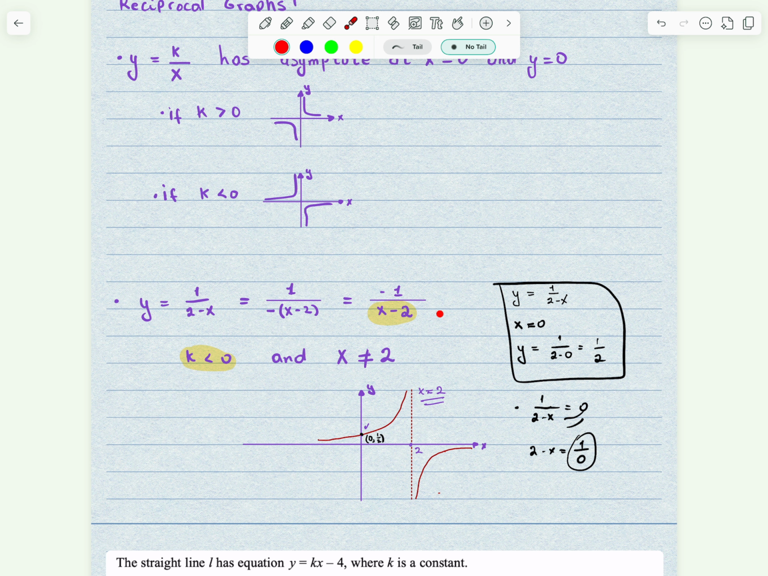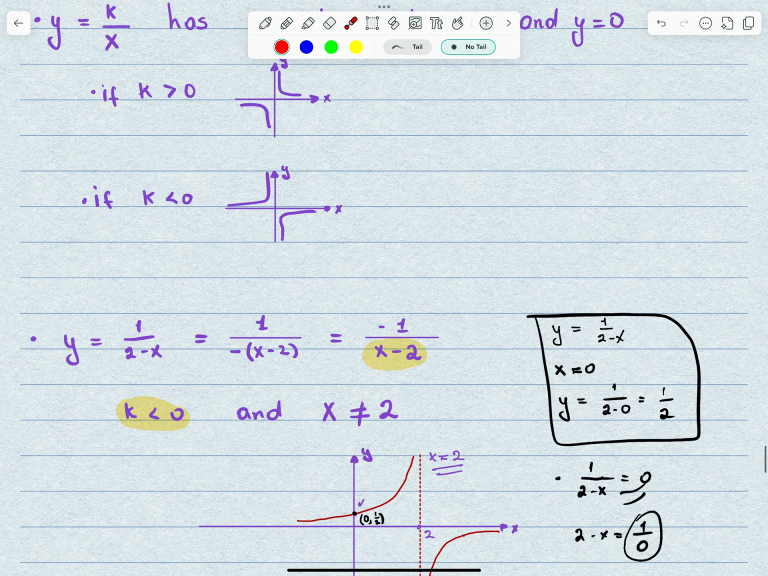Then I decided k is less than 0 as I look at this -1. So basically x minus 2 equals 0 and x equals 2. So x cannot be 2, and that's a vertical asymptote, and it looks like this. What happened is you just shift this graph 2 units to the right. You can just imagine this for a while.